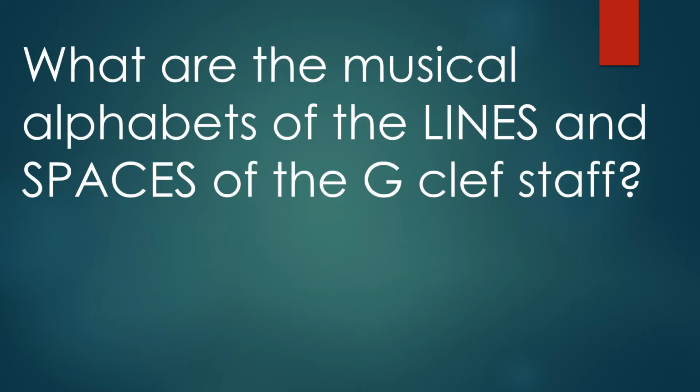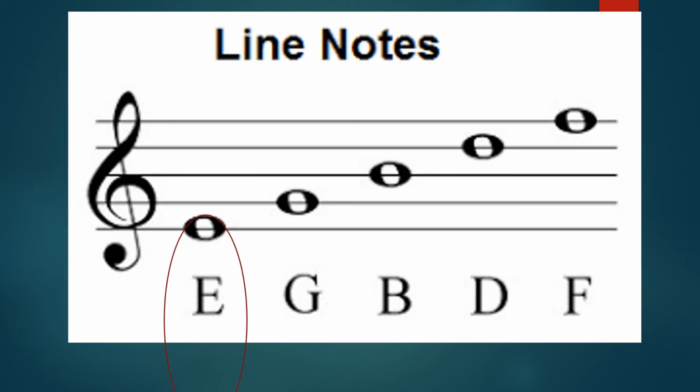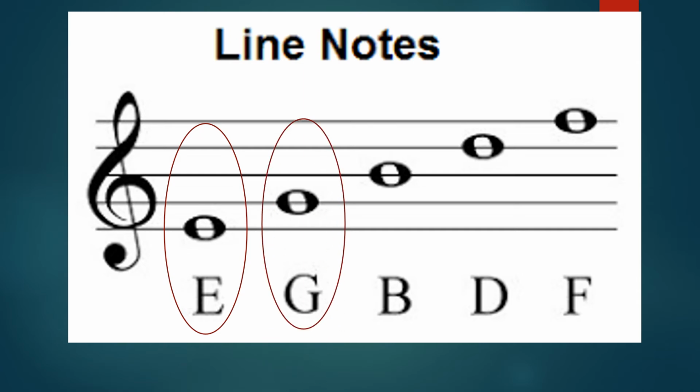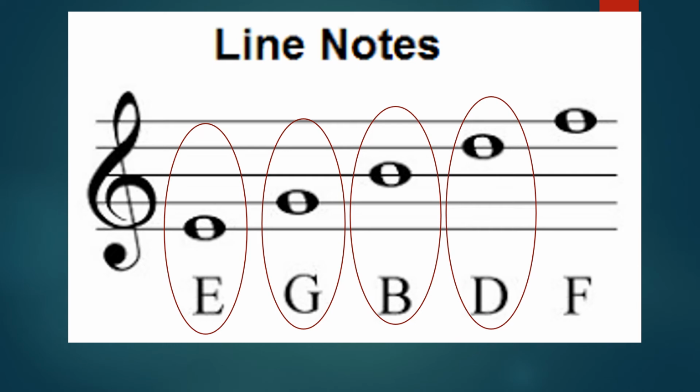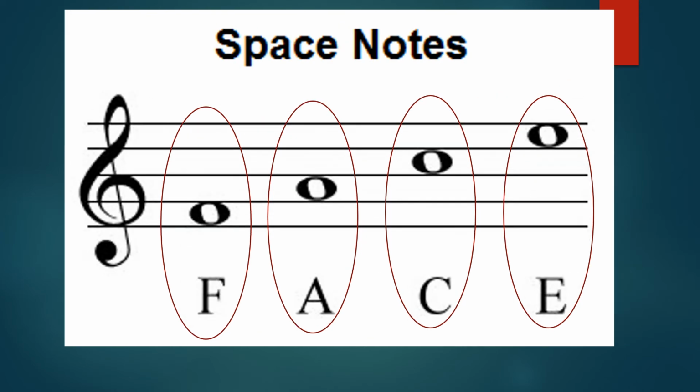What are the musical alphabets of the lines and spaces of the G clef staff? Line notes: first line E, second line G, third line is B, fourth line D, last line or fifth line is F. Space notes: F for first space, second space is A, third space is C, and last space or fourth space is E.